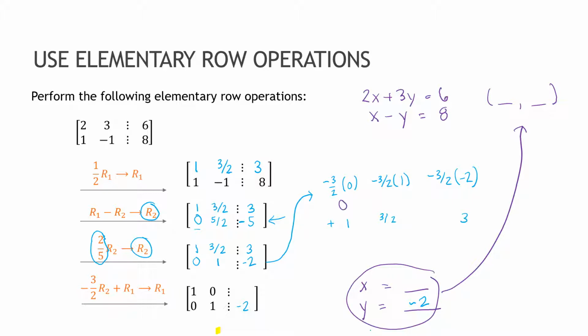Negative 3 halves times 0 is 0, which means my answer is 1. Negative 3 halves times 1 is negative 3 halves, plus positive 3 halves is 0. And negative 3 halves times negative 2 is positive 3, because the 2's would cancel, the negatives would make them both positive. 3 plus 3 is 6. So this guy is a 6, which means that's my answer. So my final solution would be 6, negative 2.